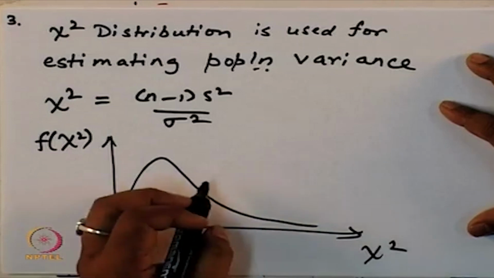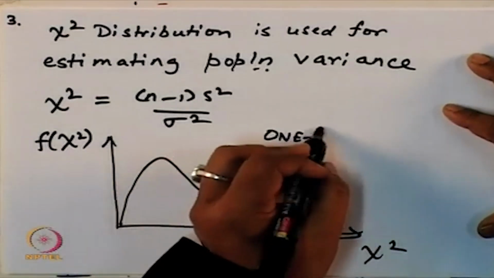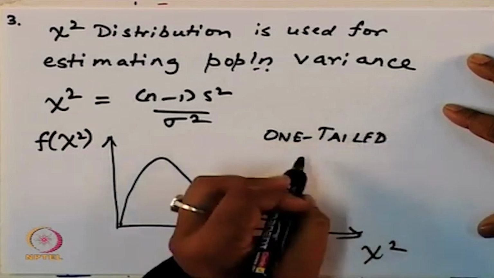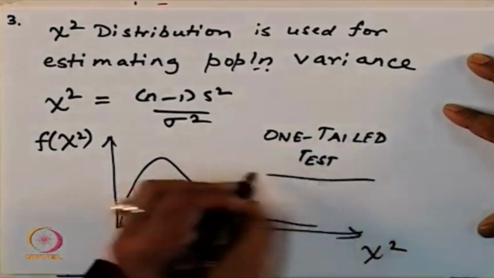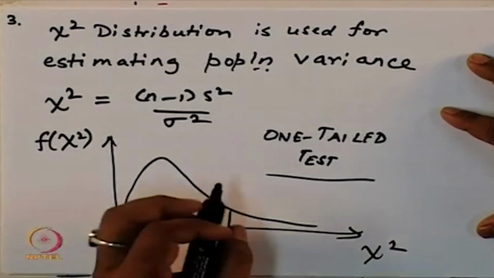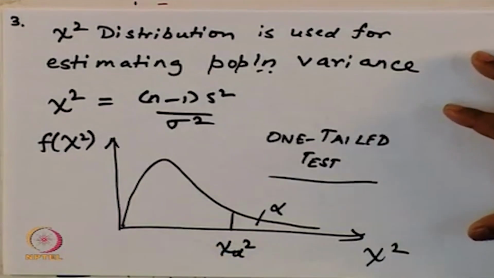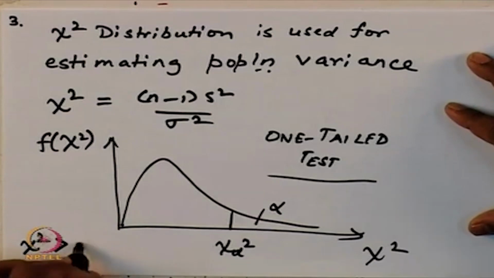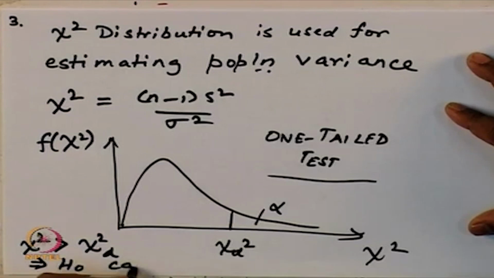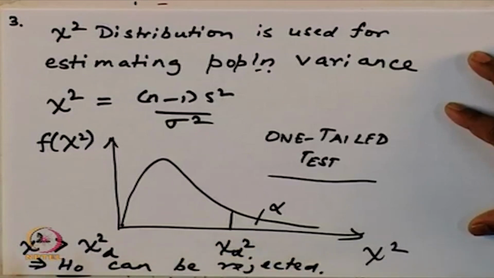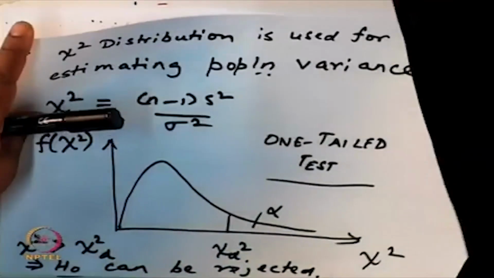So, for a one tail test, for a given value of alpha you calculate chi-square alpha. If your chi-square value is greater than chi-square alpha, it implies your hypothesis can be rejected. You can also use the chi-square distribution for a two tail test.